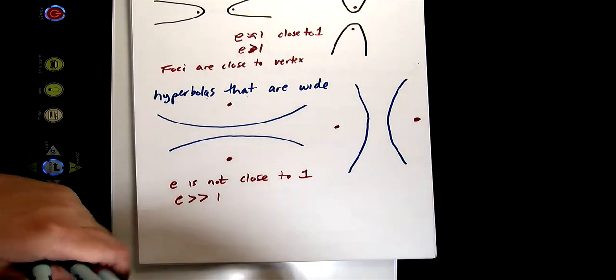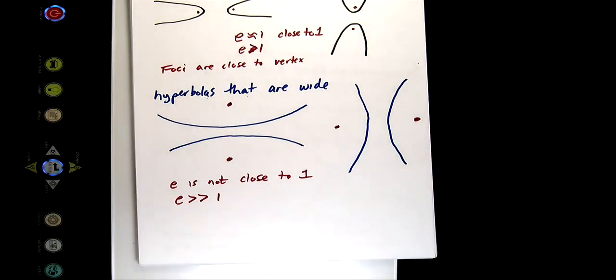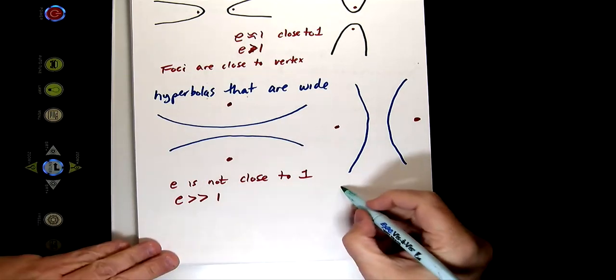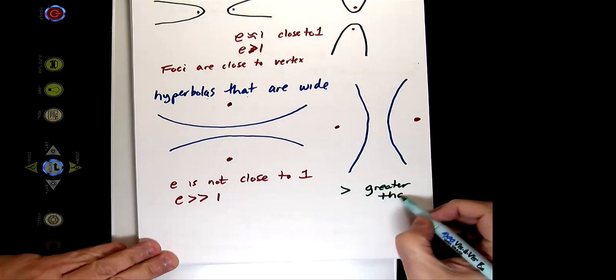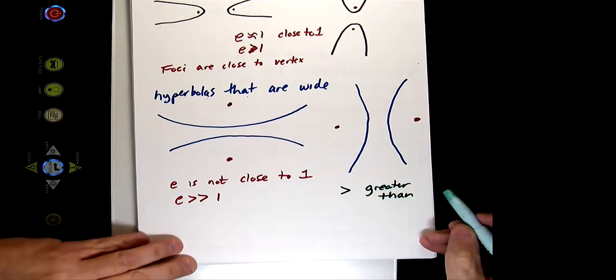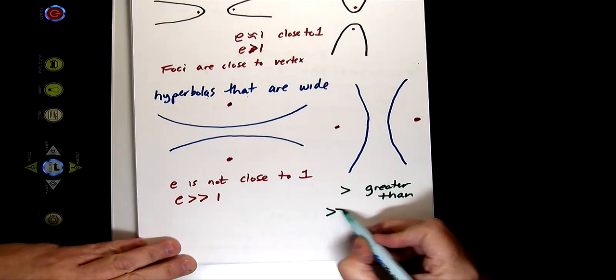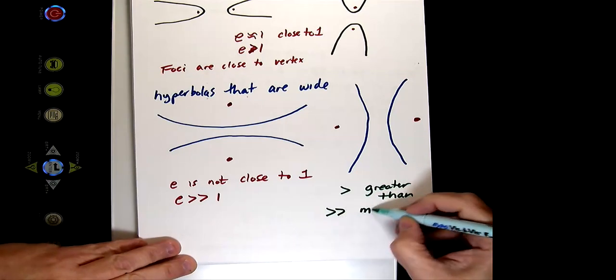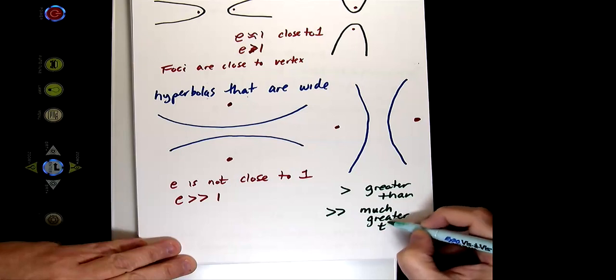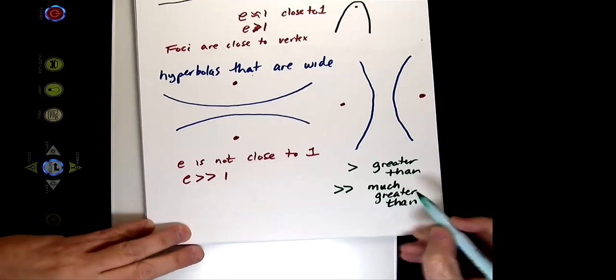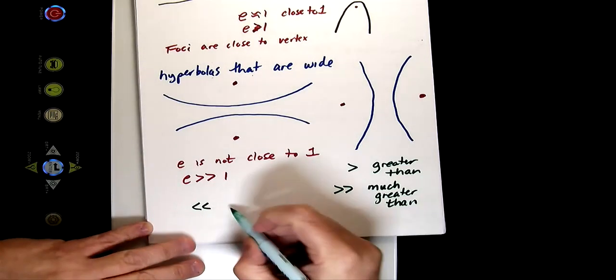Oh, this is something you may not know. In mathematics notation, that means greater than. Of course, you knew that one. But when you see 2 of them, it means much greater than. And if you see 2 like that, it means much less than.